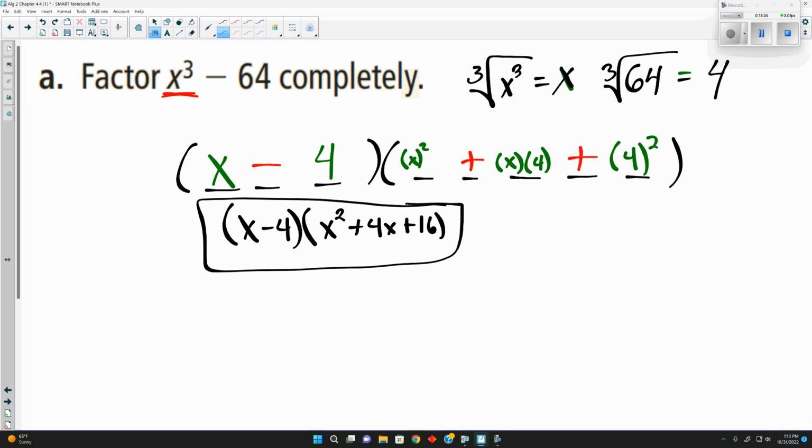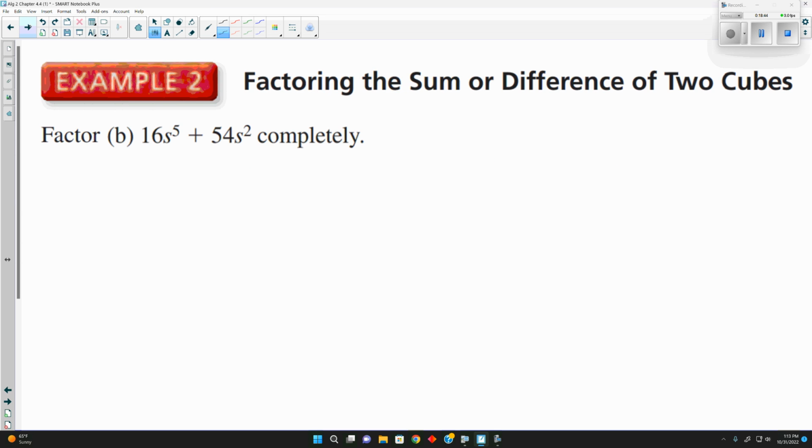Questions on any of this here so far? Are you ready for the next one? All right, we want to factor 16s to the 5th plus 54s squared.